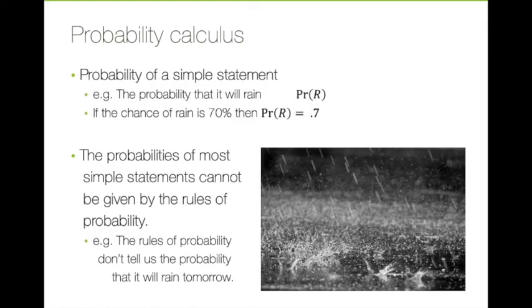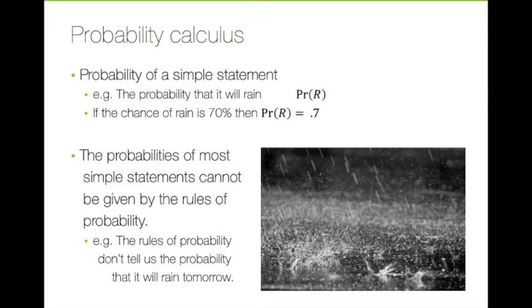Let's illustrate what we mean by the probability of simple and complex statements. Just like we did in truth functional logic, we're going to use single letters to represent our simple sentences. So for example, we can represent the simple sentence "it will rain" with the sentence letter R, and the probability it will rain as Pr(R). So if the chance of rain is 70%, that's the way we would ordinarily say it, we would write that Pr(R) is 0.7.